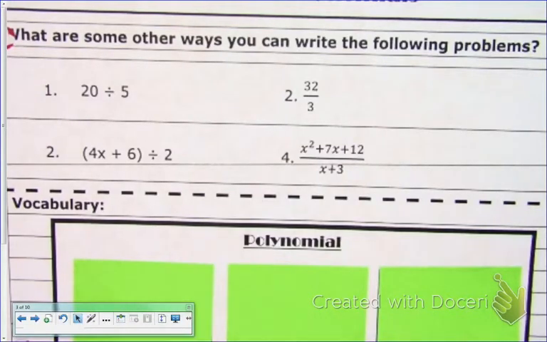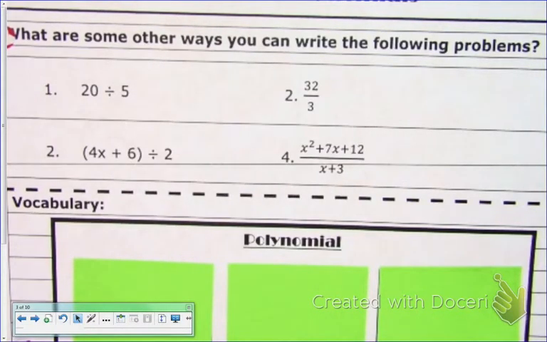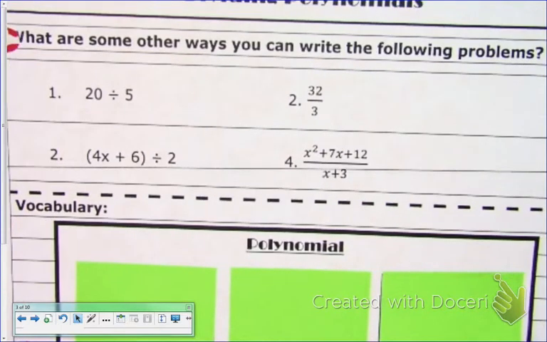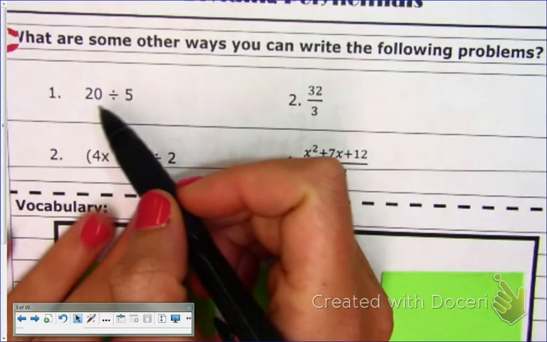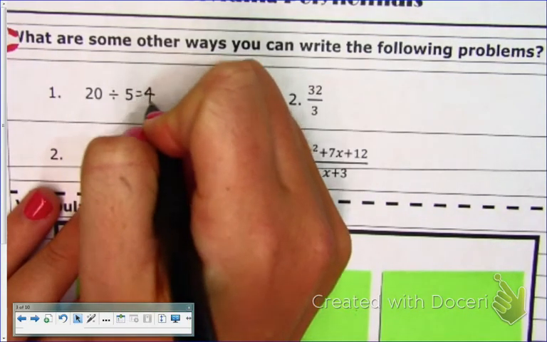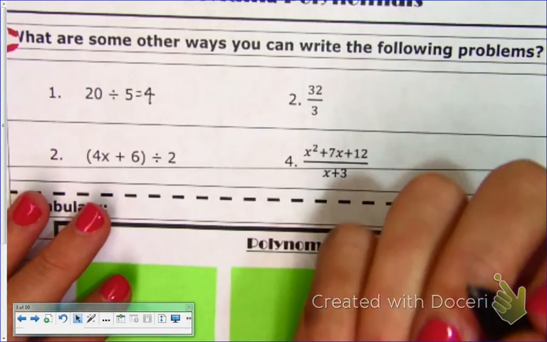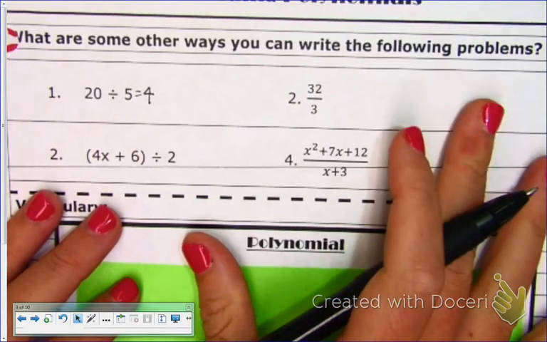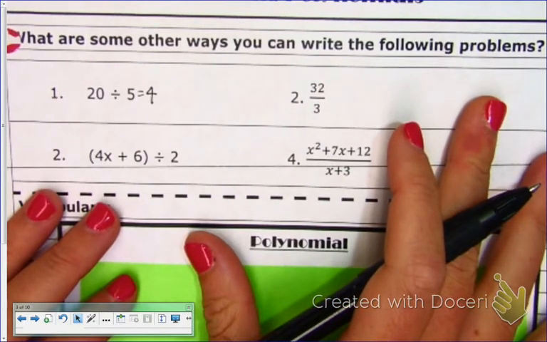All right, looking at this, it says, what are some ways you can write the following problem? So other ways we can write this problem right here. Now, what is 20 divided by 5? 4. Okay, everybody would agree that it is 4. But what is another way that we can write it? Any guesses? 20 over 5.